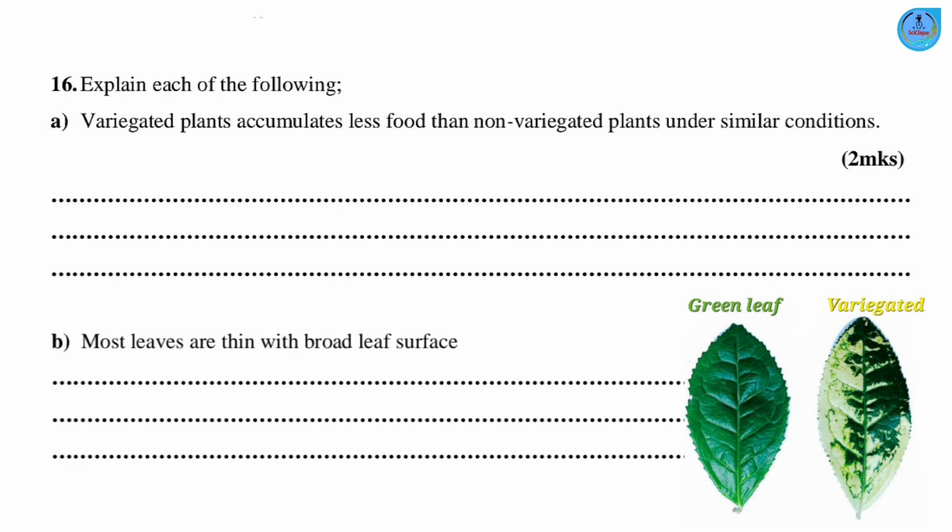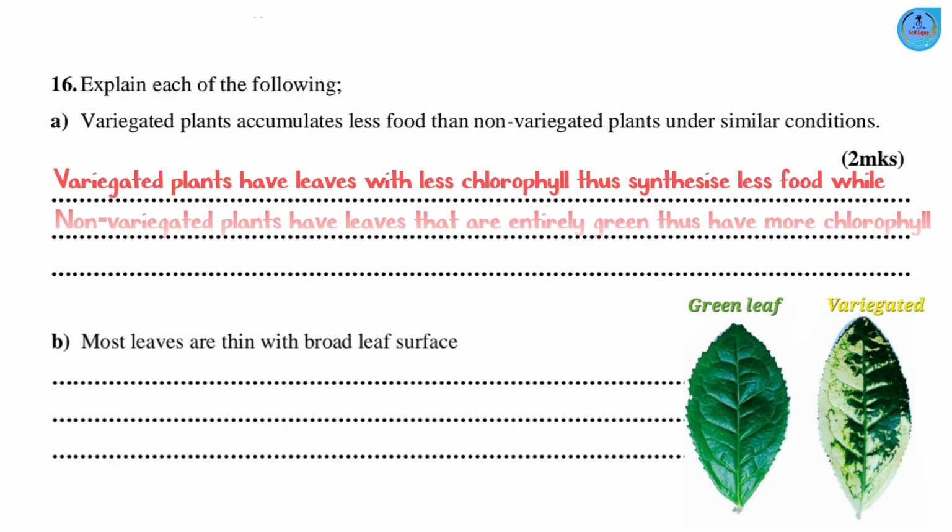So as you can imagine, variegated leaves are going to have less chlorophyll, therefore they are going to produce less food through photosynthesis. Non-variegated plants, on the other hand, have leaves that are entirely green. So they have more chlorophyll and therefore will synthesize more food.